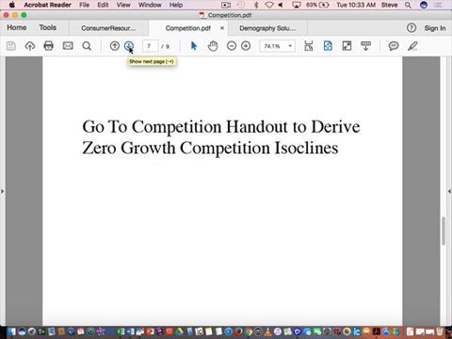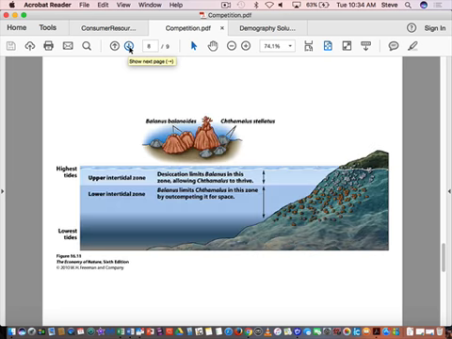And the key take-home message is I got to get you to the point where hopefully by lab you'll understand what competition isoclines are, and we're going to put species 1 and species 2 isoclines together and see what the outcome is. The outcome is always going to be either one species goes extinct or you get coexistence. So that's what we'll be focusing on. So what I'll do is I'll talk about that. We'll launch into the competition handout with the isoclines, and then we'll talk about some examples of it.